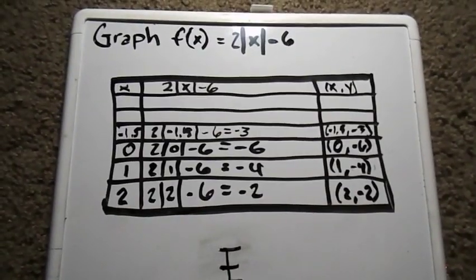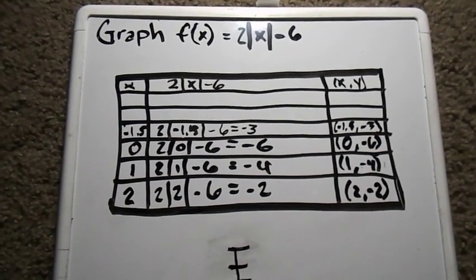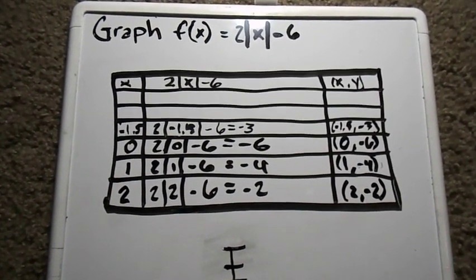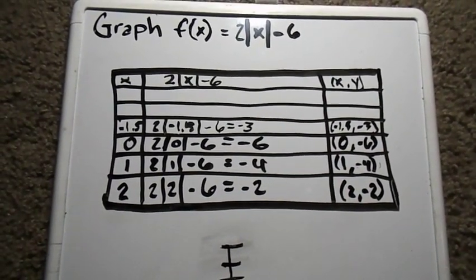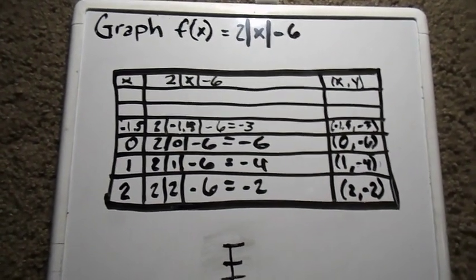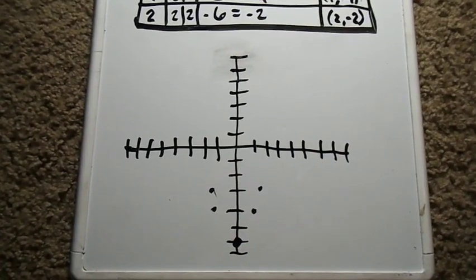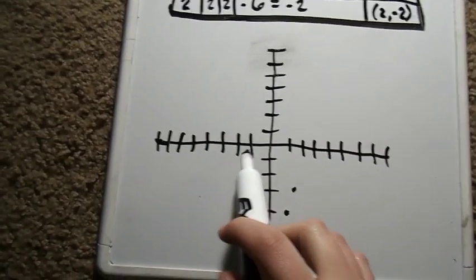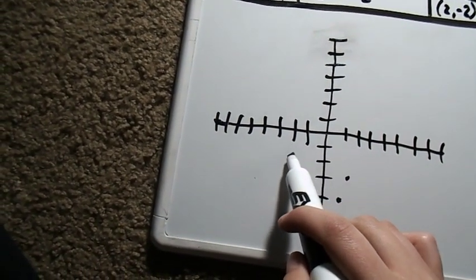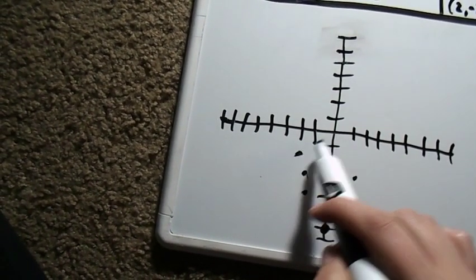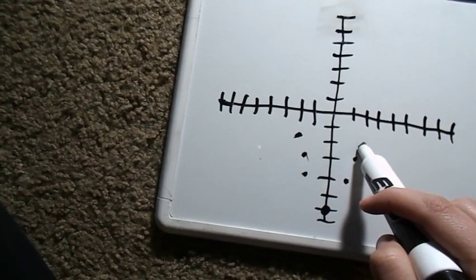Now I'm going to continue putting in numbers for x so I can graph a whole absolute value function. So next I put in 2 for x. So you do 2 times the absolute value of 2, which equals 4, minus 6, which would equal negative 2. So the point would be 2, negative 2. So now you come to the graph and go over positive 2, down negative 2, over negative 2, down negative 2.